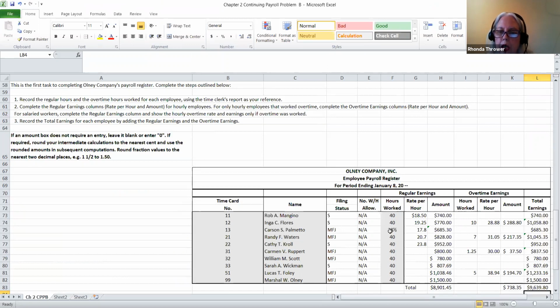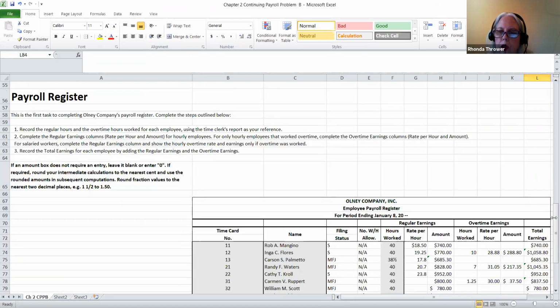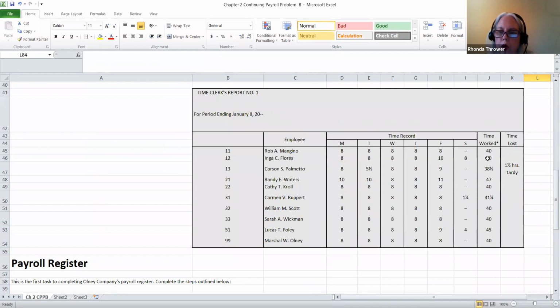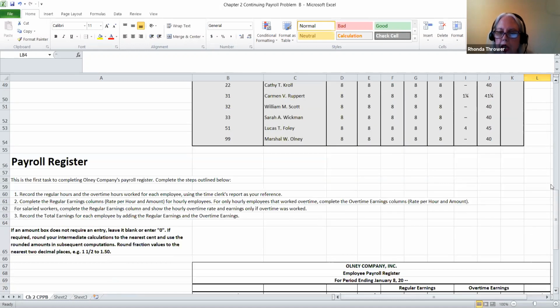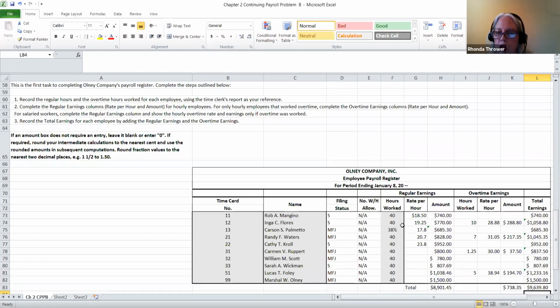Now, if you look at Inga Flores, her total time is 50 hours. And anything above 40 hours will be considered overtime. So when you're calculating regular earnings, you just put down 40 hours for regular earnings. Or if they did less than 40 hours, you'd record less than the 40 hours, as was the case with Palmetto.